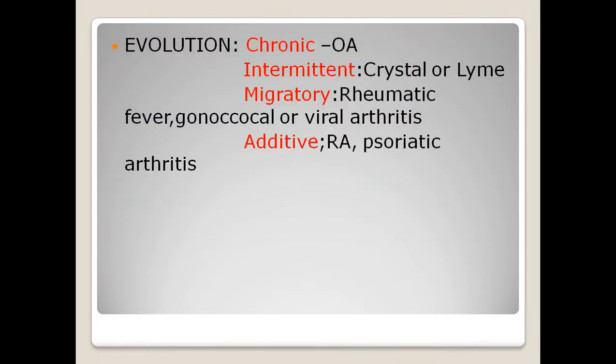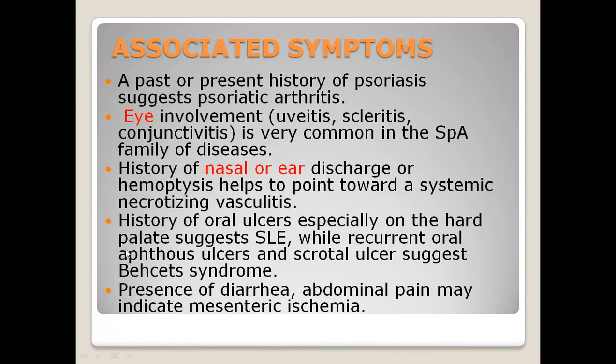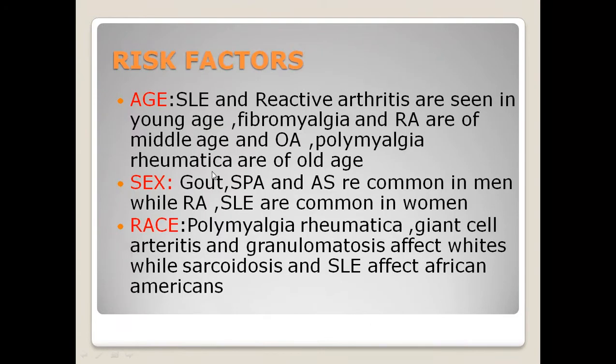So evaluation, okay, the risk factors. So what are the risk factors for polyarthritis or any arthritis condition? You can see the age. SLE and reactive arthritis are seen in young age, and fibromyalgia and rheumatoid arthritis are of middle age. The middle age here is 4th to 6th decade or 3rd to 6th decade, and osteoarthritis and polymyalgia rheumatica are of old age, mostly after the 6th decade, or in the 5th or 6th decade.